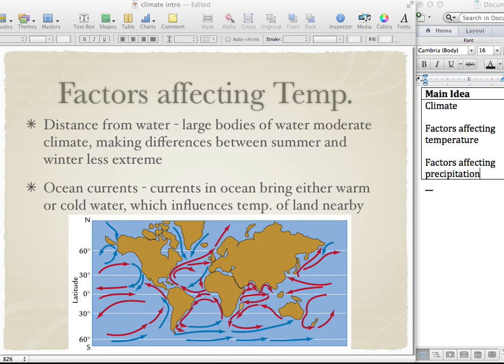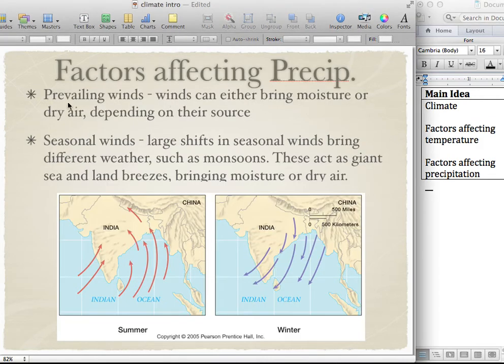Right? The first big one is what we call our prevailing winds, right? Our trade winds, our prevailing westerlies, or our polar easterlies. Depending on where you are, these winds can either bring moisture or drier air. Right? If you're on the west coast of the U.S., if you're in Seattle, those prevailing westerlies are going to bring water in off the ocean. On this side of the country, they don't bring as much water. Doesn't mean that we're drier, but that's why Seattle gets a lot more precipitation over the course of the year.